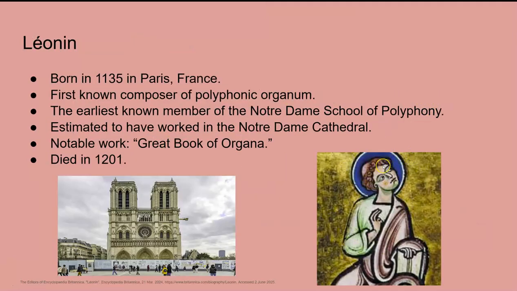So this guy here is Leonin. This painting is old. And this is a picture of the Notre Dame Cathedral in France. So Leonin was born in 1135 in Paris, France. He is the first known composer of polyphonic organum, the earliest known member of the Notre Dame School of Polyphony, and he's estimated to have worked in the Notre Dame Cathedral. His most notable work is the Great Book of Organa, and it's estimated that he died around 1201.